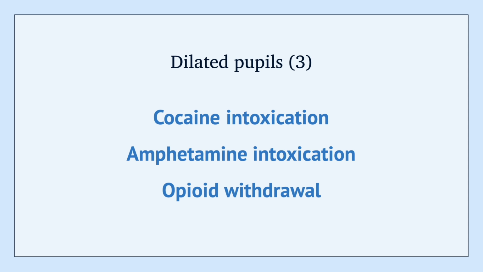So we have cocaine intoxication, amphetamine intoxication, and opioid withdrawal. One thing I wanted to point out is that we just mentioned that opioid intoxication causes pinpoint pupils. So you just want to think about what would be the opposite if we were to consider withdrawal from the opioid. So if intoxication causes pinpoint pupils, withdrawal would cause the opposite, which is dilated pupils.